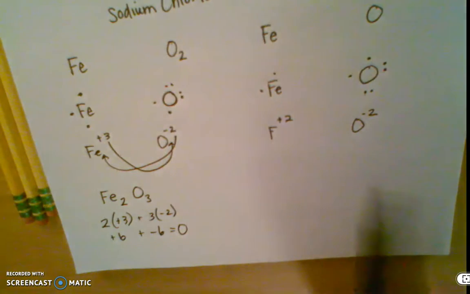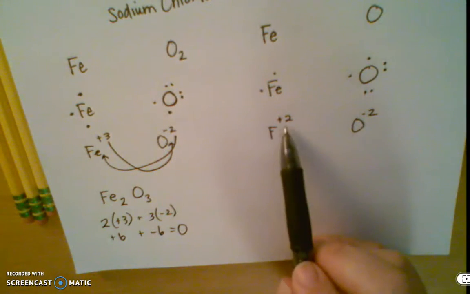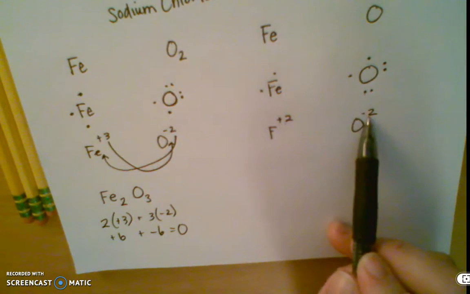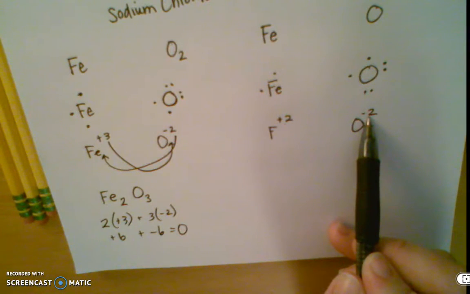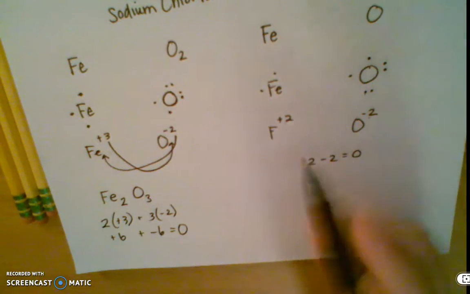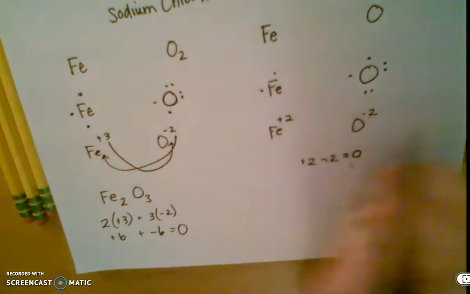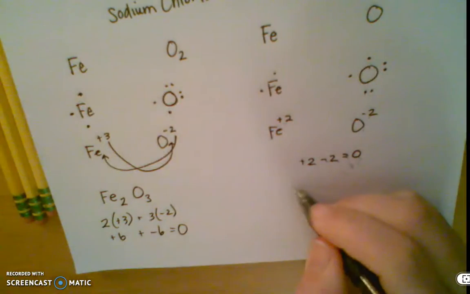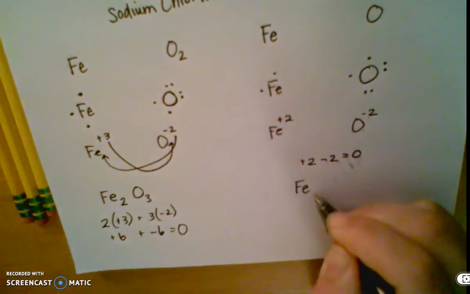If we look at this side, because of the fact that they have a 2 and a 2, and they are exactly the same charge, we know that +2 and -2 equals 0. So we are going to have 1 of these irons and 1 of these oxygens. So in this case, it will just be FeO.